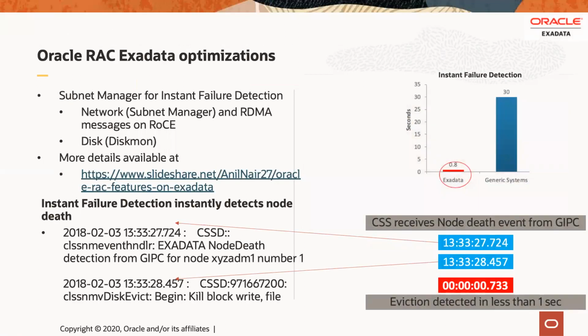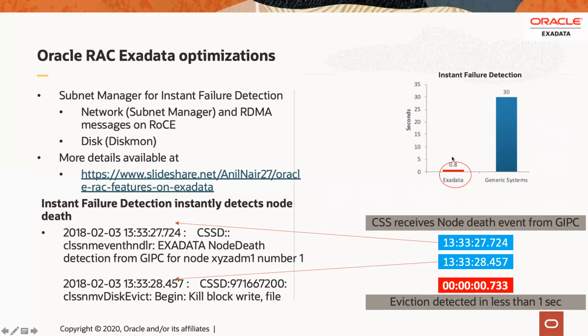Now, when we talk about RAC, how can we not talk about Exadata, which is our premium platform on which we have implemented a lot of optimizations. Oracle RAC on Exadata has amazing optimizations, and I will talk about some of them here. One of them is instant failure detection, which works automatically on both the older RDMA-based InfiniBand systems and the new RoCE systems.